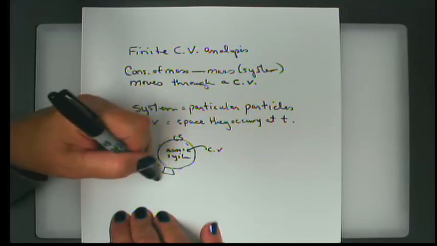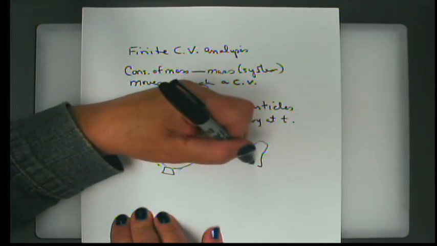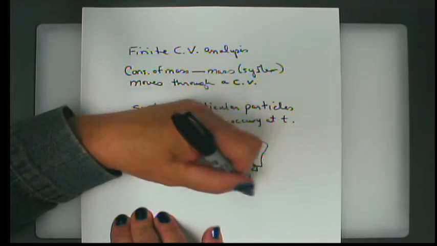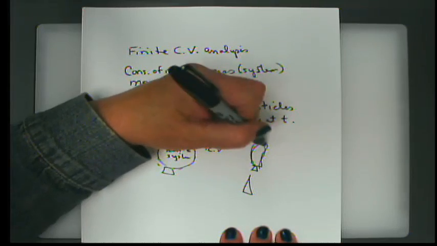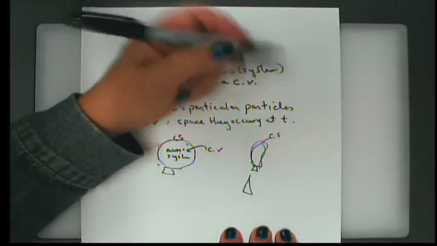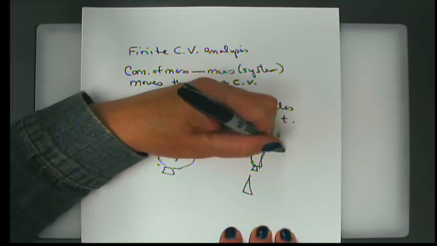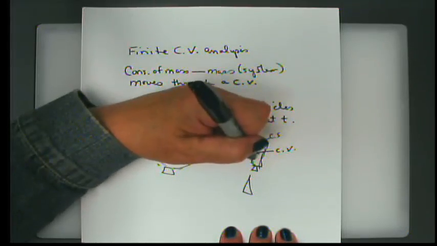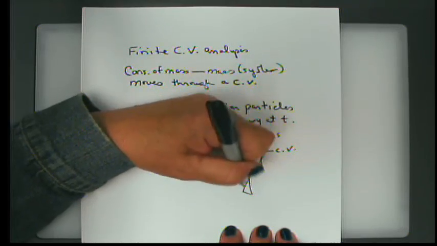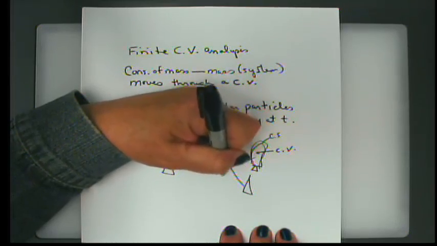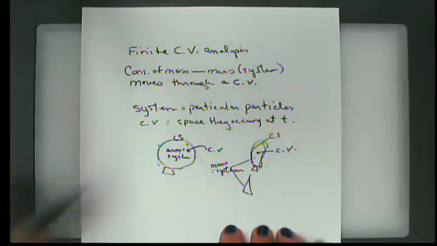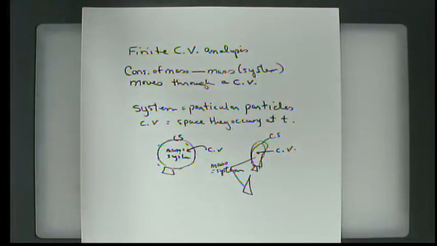Now, if we allow air to be released from that balloon, the control surface is different, the control volume is different, and the system is the mass that has been released and the mass that remains inside of the control volume.